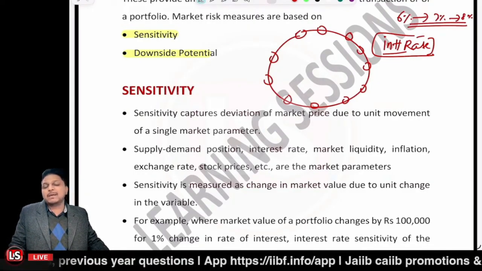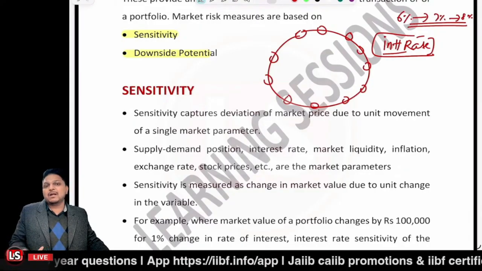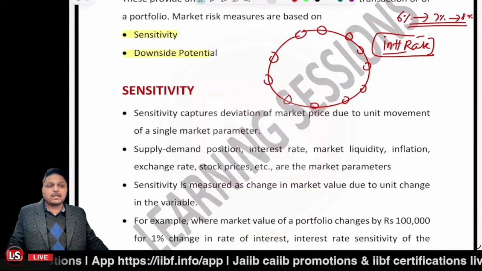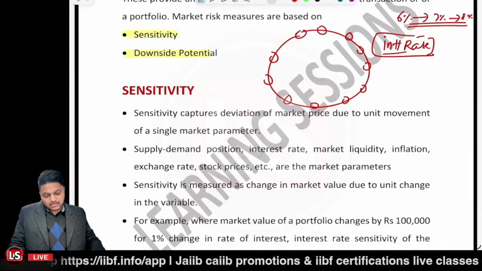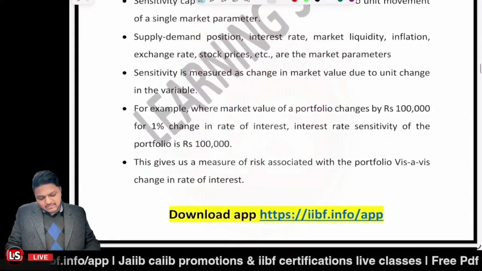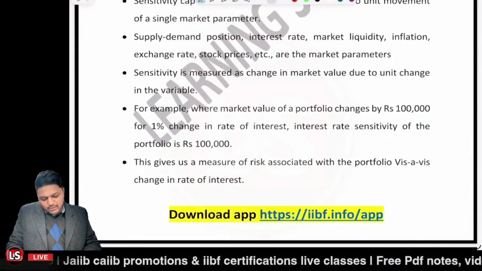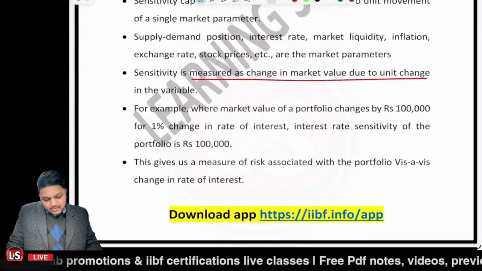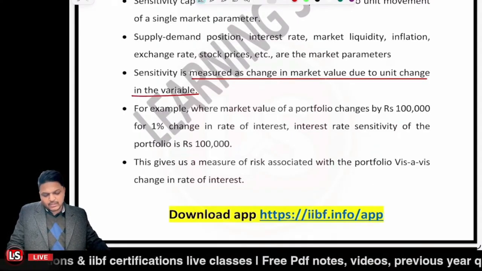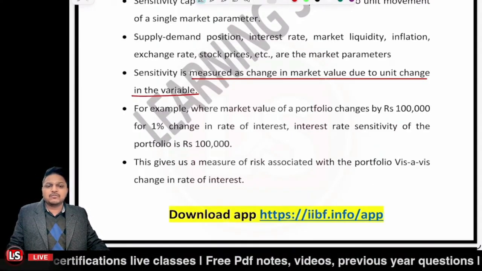There could be multiple parameters, like the supply-demand position, interest rate, market liquidity, or anything. So sensitivity is measured as the change in market value due to a unit change in the variable.